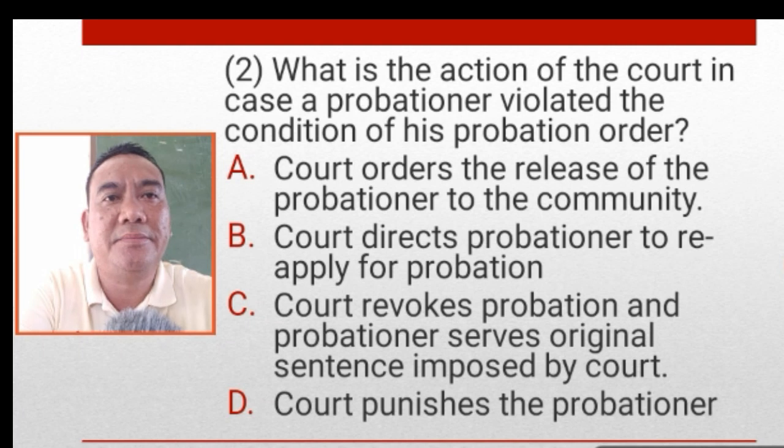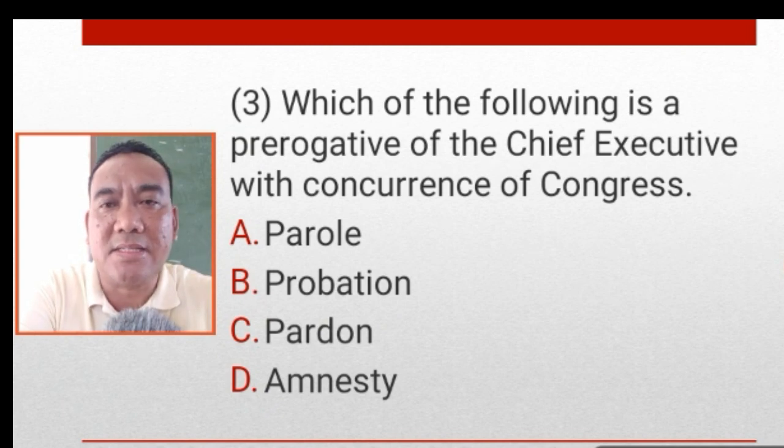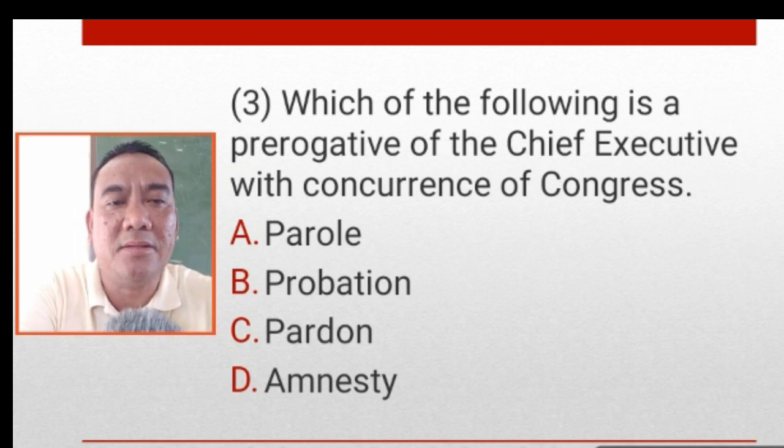Question number 3. Which of the following is a prerogative of the chief executive with concurrence of Congress? A. Parole, B. Probation, C. Pardon, or letter D. Amnesty.